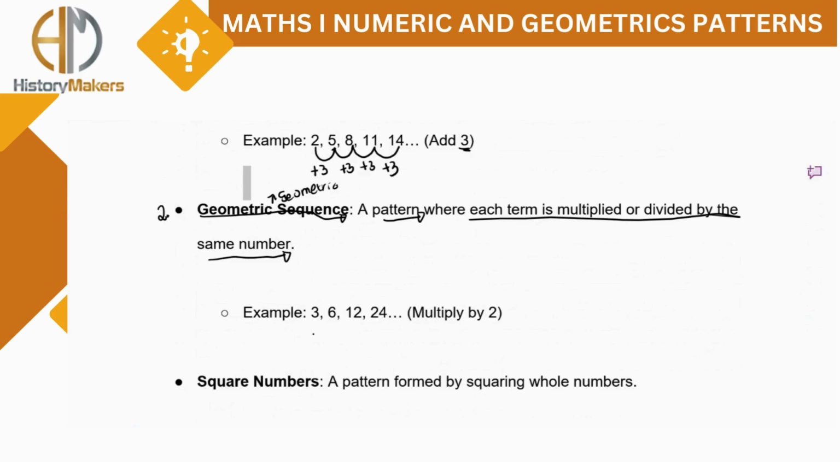So for example, we have 3, 6, 12, and 24. For us to be able to get to the next term, we multiplied by 2. And for us to be able to get to the next term, we multiplied by 2. And from 12 to 24, we also multiplied by 2. So this type of sequence or numeric pattern is called a geometric sequence.